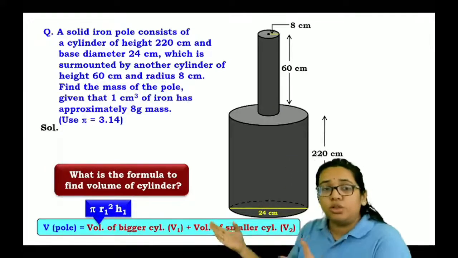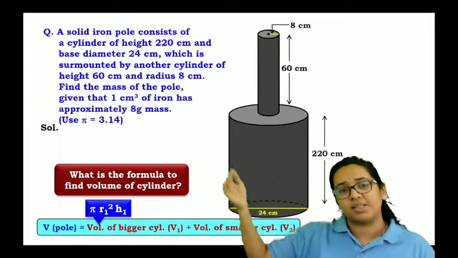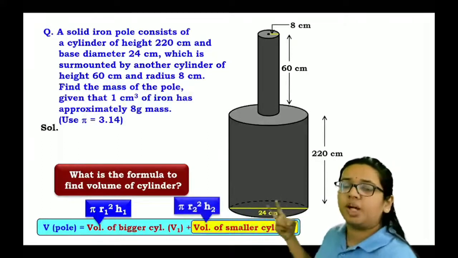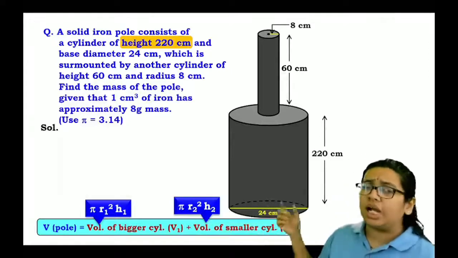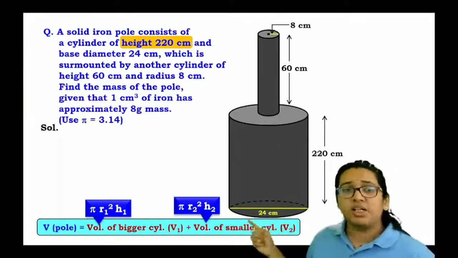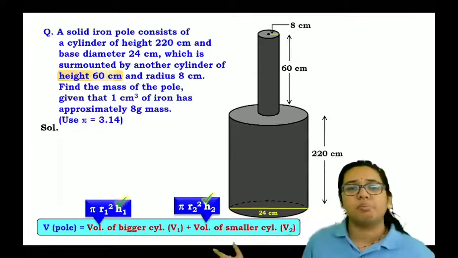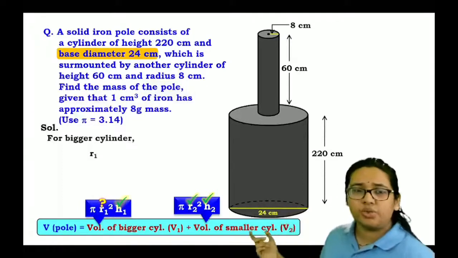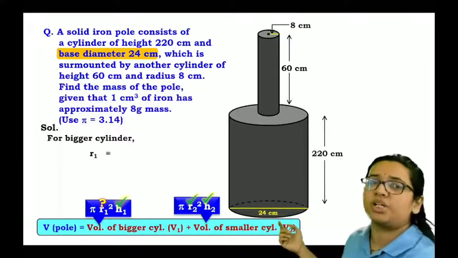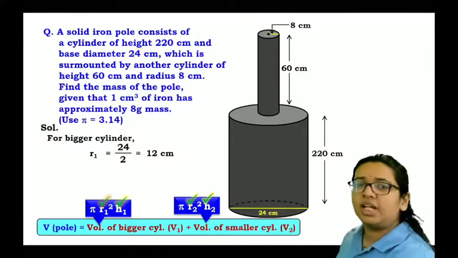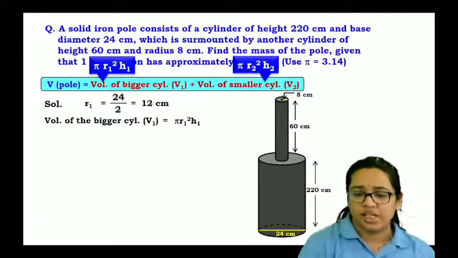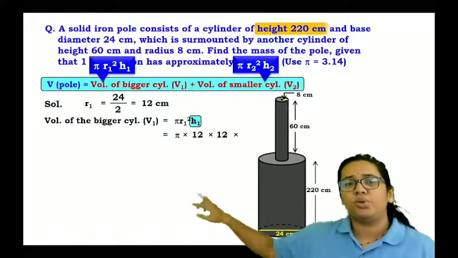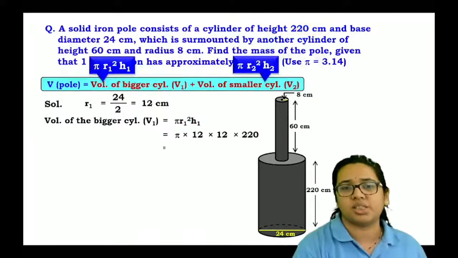But we know that volume of the cylinder is nothing but pi r square h. So for these two cylinders, height तो आपको given है. Diameter का यूज करके आपको radius find out करना है for the bigger one. Bigger one के लिए आपको base 24 मिल रहा था. मतलब r क्या रहेगा, half of 24, so it will be 12 centimeter and h is given as 220. Hence, volume of the bigger cylinder will be pi into 12 into 12 into h.